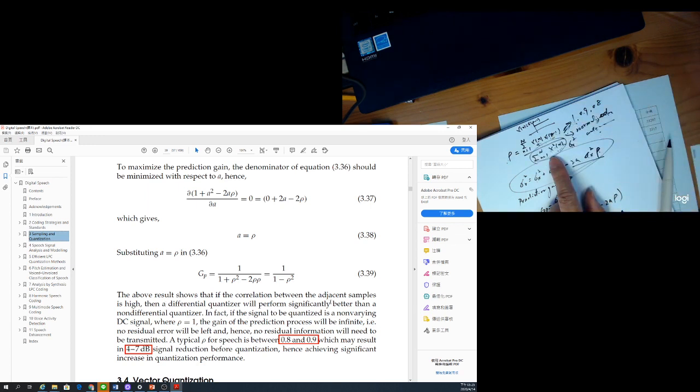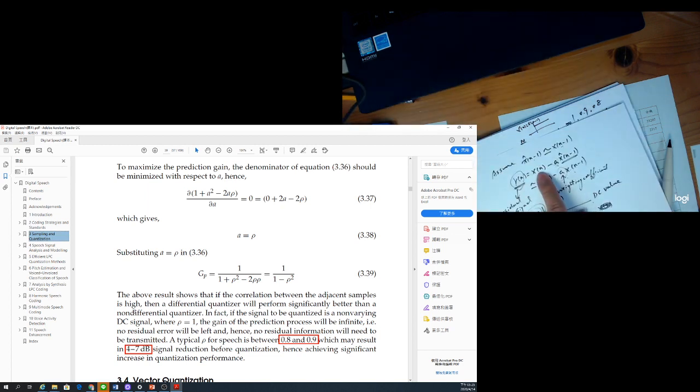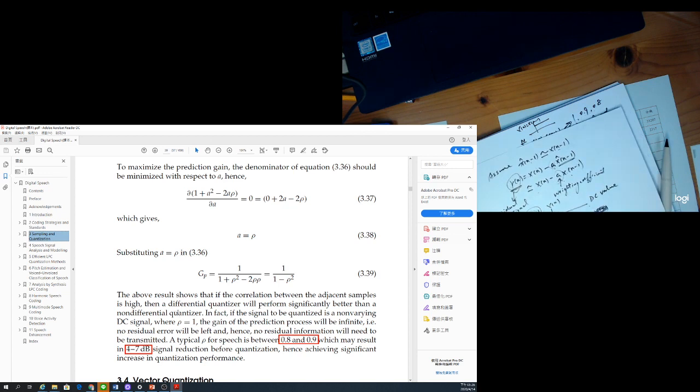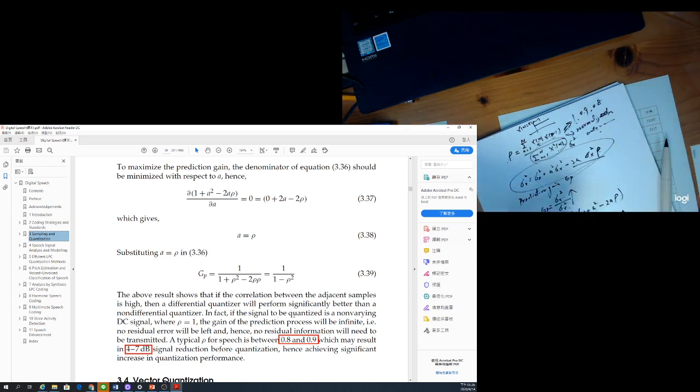So if the correlation between adjacent samples is high, your differential quantizer will perform significantly better than the non-differential one. The non-differential quantizer quantizes the signal directly. It does not do prediction using your previous decoded data. If you use your previous decoded data to do the prediction, because your neighboring signals are highly correlated, you can get a better prediction gain.